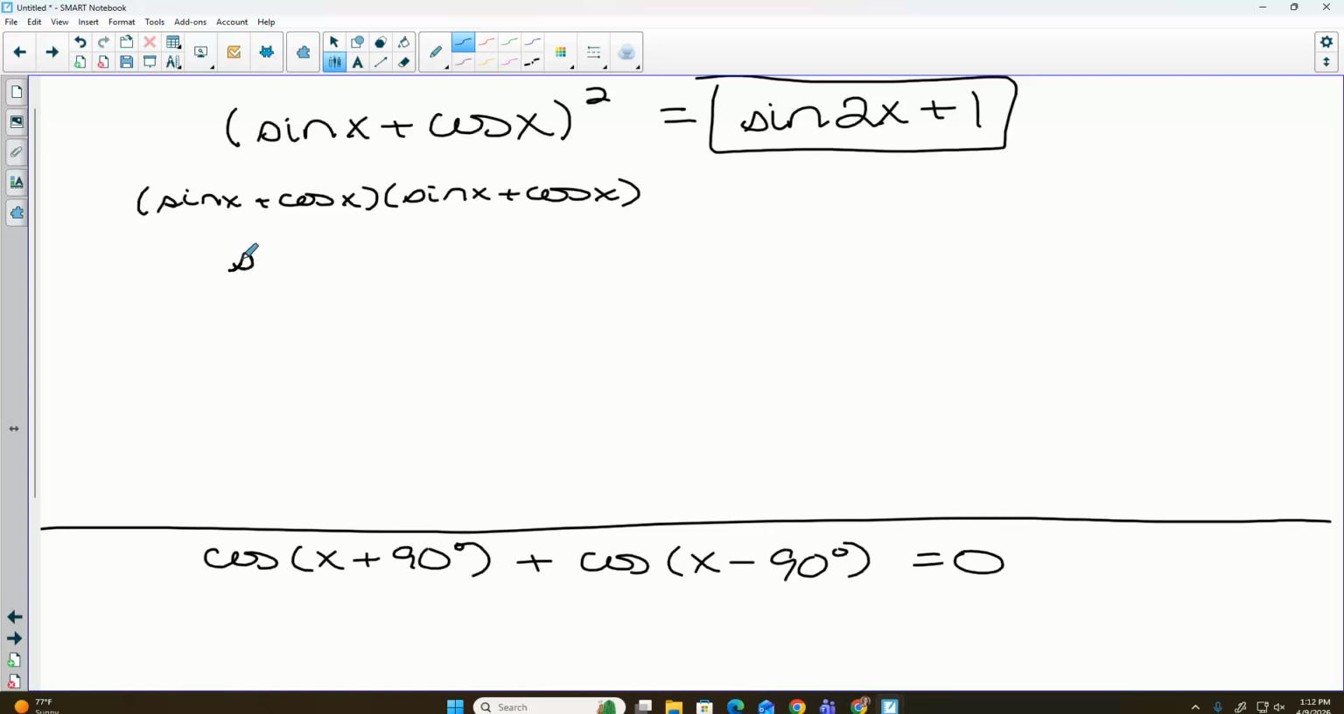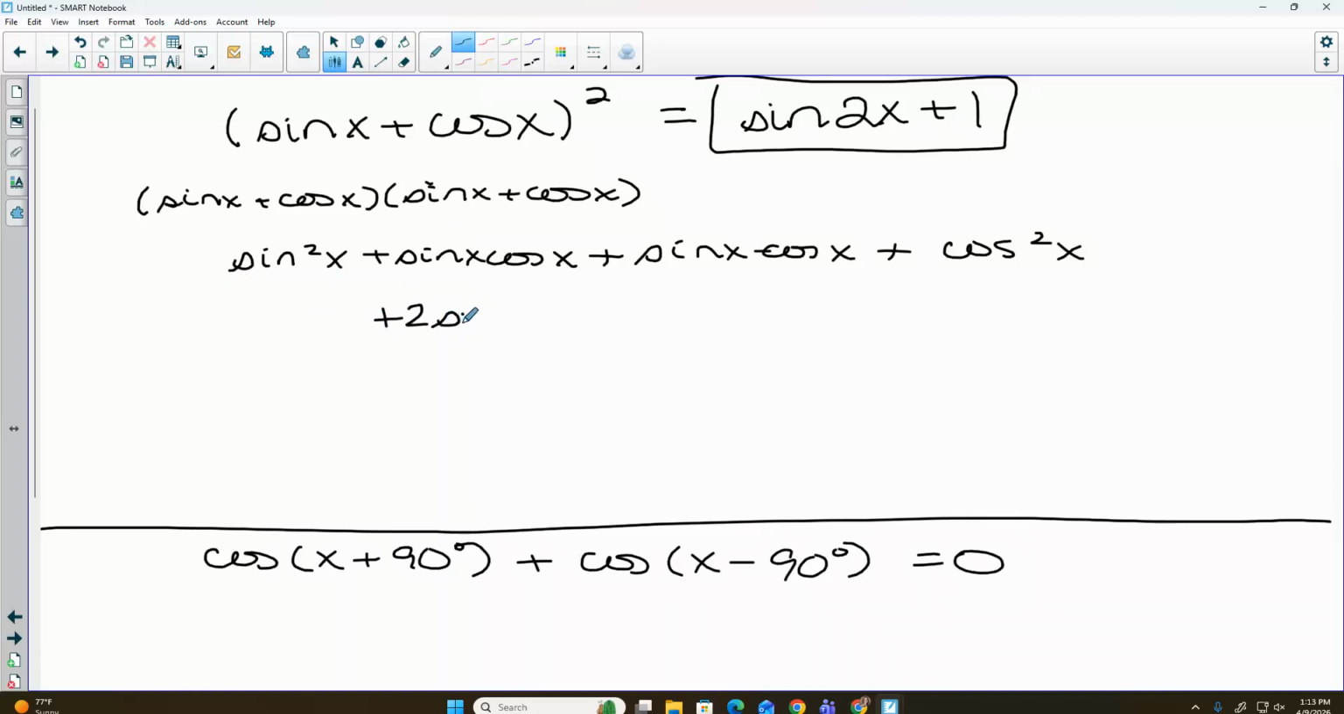So we get sine squared x plus sine x cosine x plus sine x cosine x. What's cosine squared x? What'd you do from here? Adding. What else you could add? Okay, so if you add those two, you get 2 sine x cosine x.